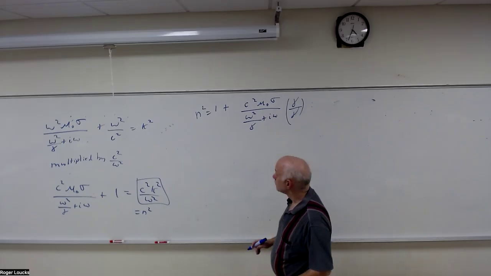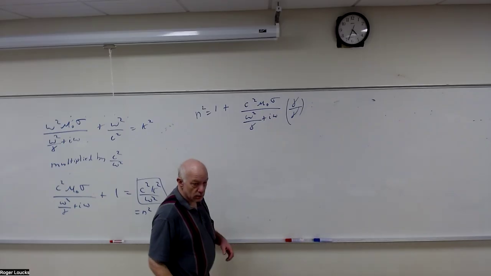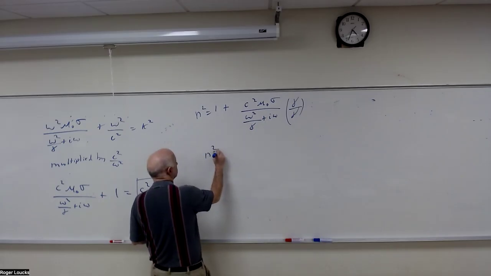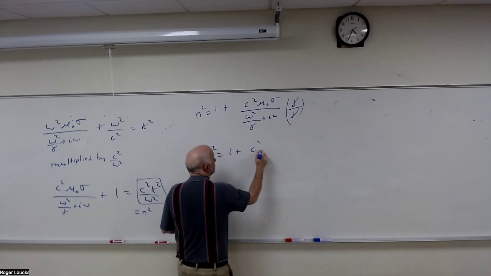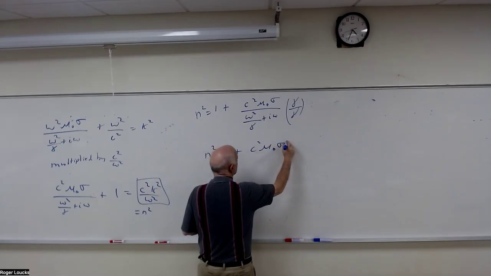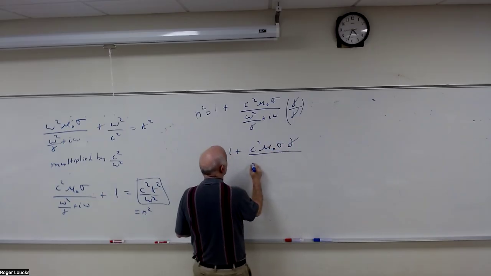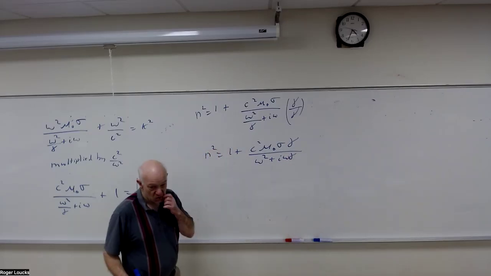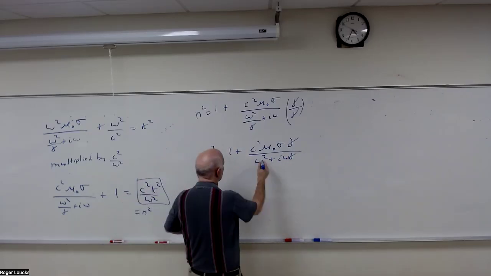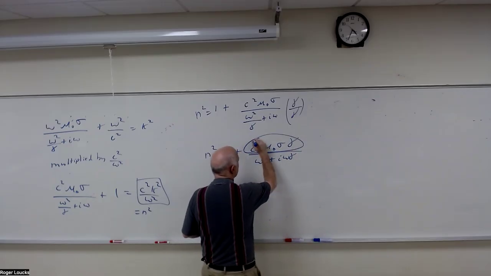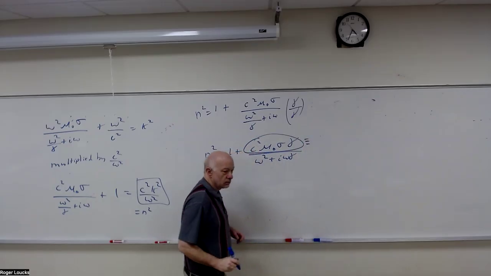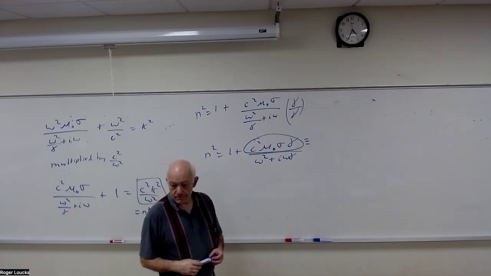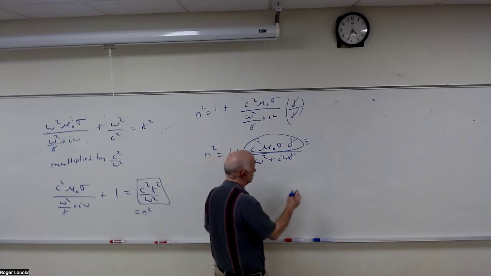We got to the plasma frequency squared. So if I multiply through there, we're going to get this guy here: c squared mu naught sigma gamma over omega squared plus i omega gamma. Now, I stated without proof that that term here is the plasma frequency squared.